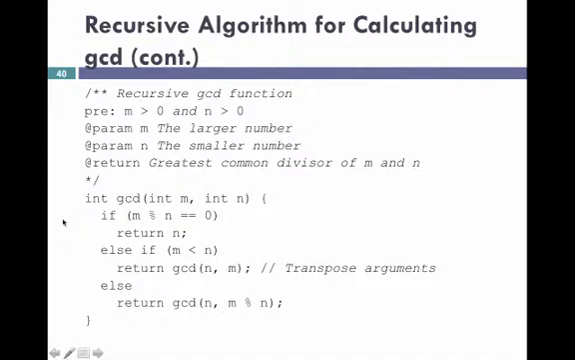Here's our recursive GCD function in C++, where we'll take m and n as parameters. If m mod n is equal to 0, then that means n evenly divides m, so n is the GCD. Otherwise, if m is less than n, then we return the GCD of n and m. Here we simply switch the arguments and make a recursive call. Otherwise, we use this equivalence using the mod operator from Euclid.